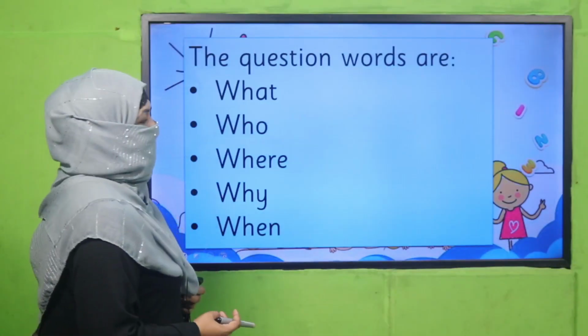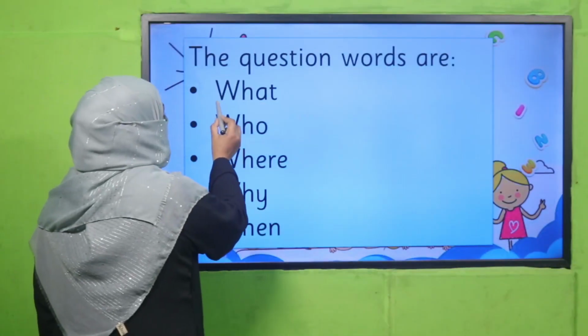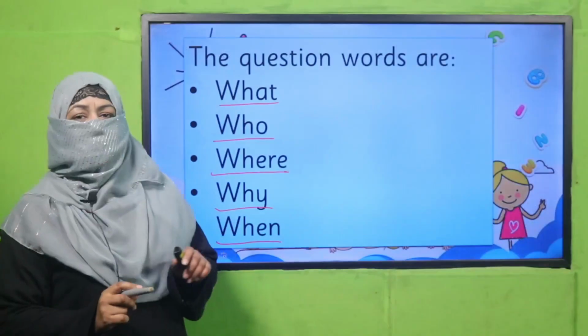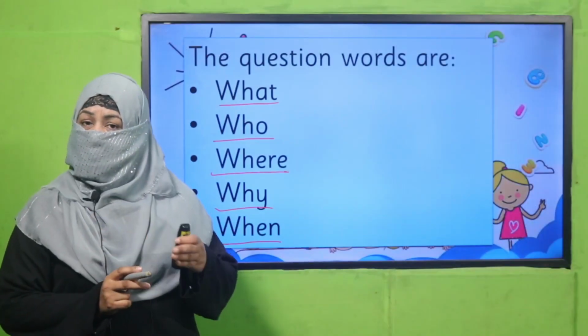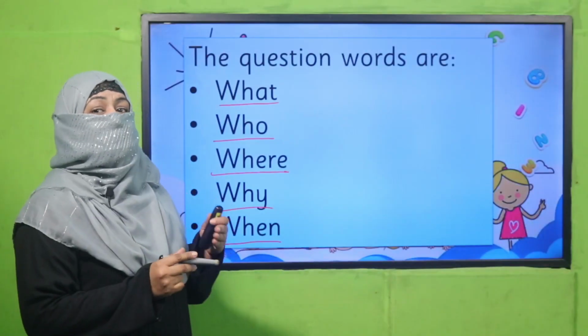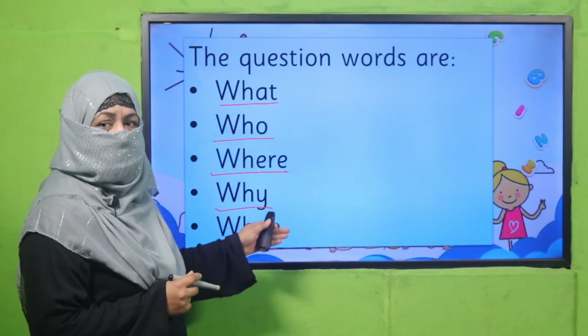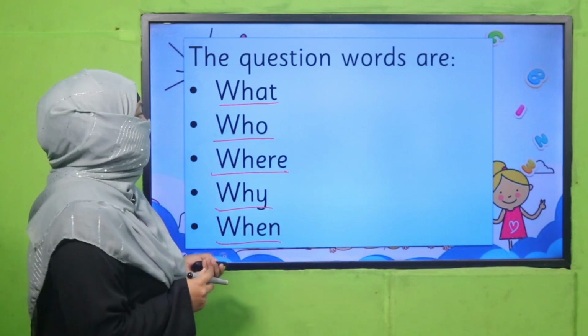So what are question words? Question words are what, who, where, why, and when. So these are question words we use at different places and we find out what type of question we are going to ask and we select the question word accordingly. How do we choose it?